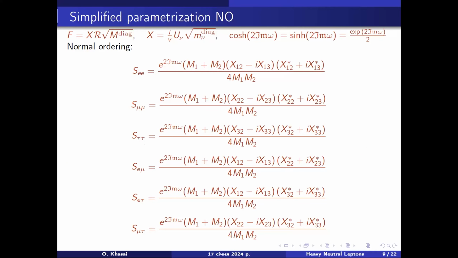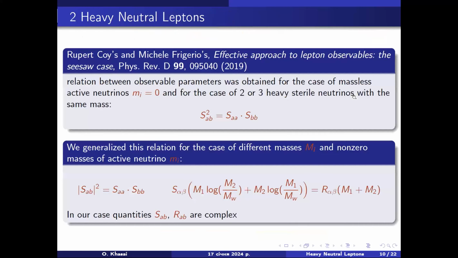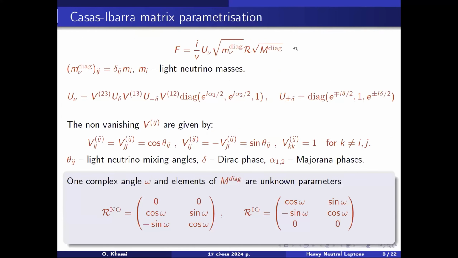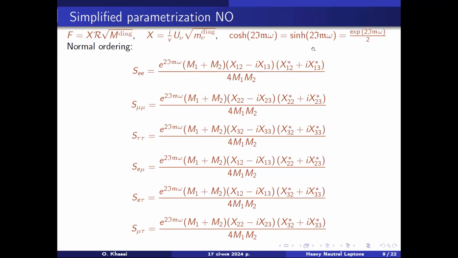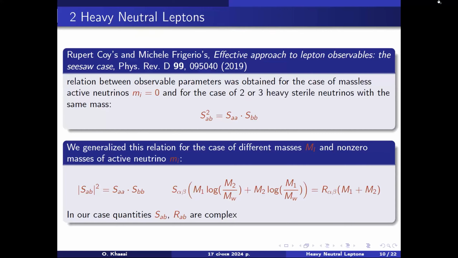But this parameterization can sometimes be way too cumbersome for analytical calculations, and so we introduced a new matrix X to simplify our computations. Using this modified parameterization, we can rewrite our observables in simple forms. Forms for S alpha beta for normal ordering of neutrino masses are presented on this slide. Using this approximation that hyperbolic cosine is equal to hyperbolic sine, we can obtain the following relations between observables, and they will be valid for different masses of sterile neutrinos and non-zero masses of active neutrinos.